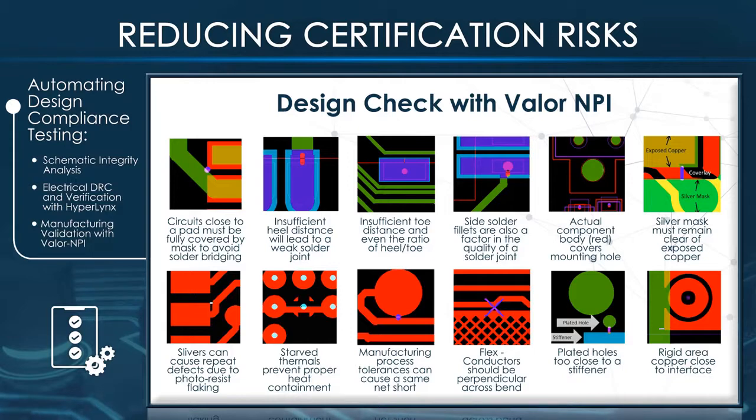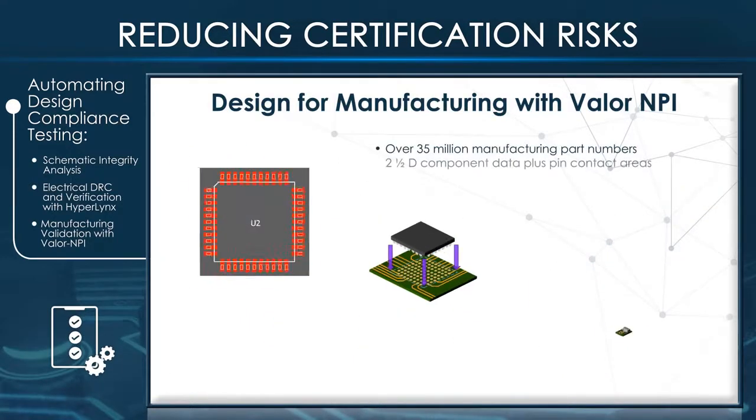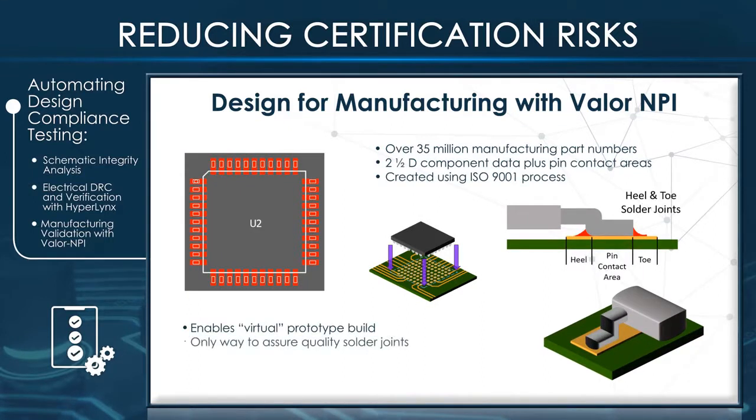Like we said before, Valor MPI is an industry standard, so it's been around a while and has over 35 million manufacturing part numbers. It enables the virtual prototype build of your PCB, and it's the only way to assure all of these manufacturing checks are validated before you go to your manufacturing process. It'll identify issues that can't be found using the CAD libraries.